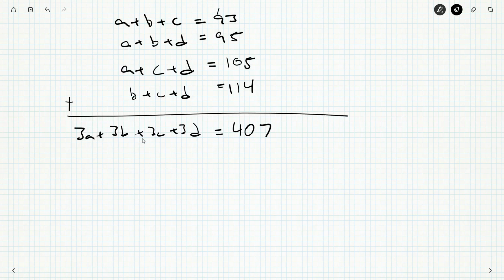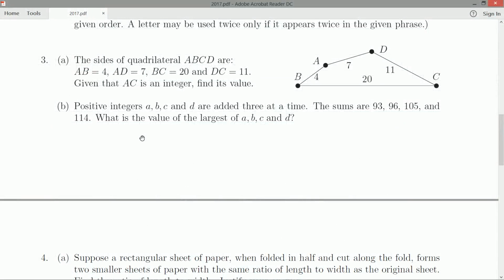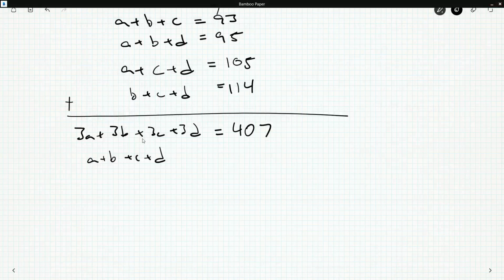That's not good. Did I misadd? 10, 20, 30, no, it should be 40, but 407 isn't a multiple of 3. So I'm unhappy. But now I can figure out a plus b plus c plus d. Did they say integers? I feel like they said integers. Yeah, positive integers, so something's gone wrong.